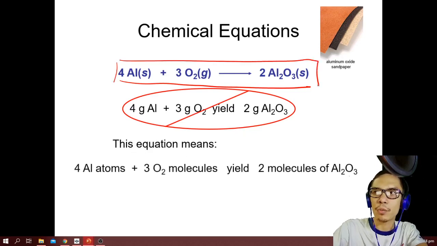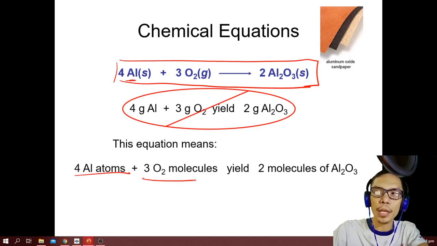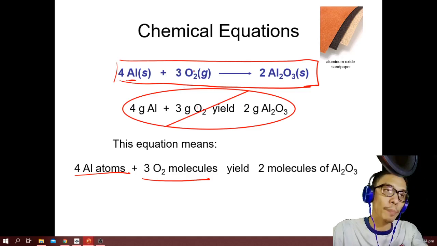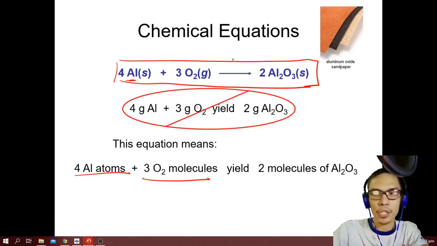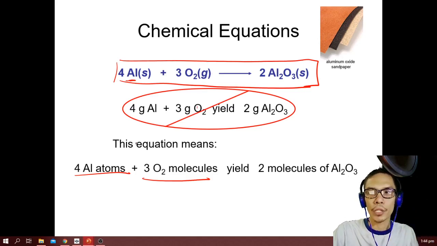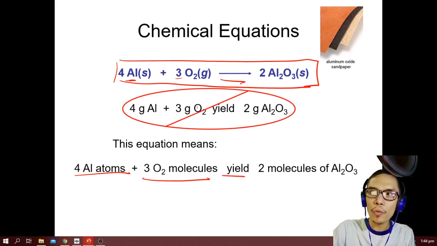Instead, what does this equation mean? How do you read it? It means that there are 4 aluminum atoms, because it's only aluminum, and you have 3 molecules of oxygen. Why is it a molecule? Because a molecule is part of a compound. It consists of 2 atoms of oxygen, so that is why it is called molecules. It has 3, so the coefficient represents 3 molecules of oxygen, which yields, the arrow, 2 molecules of aluminum oxide.